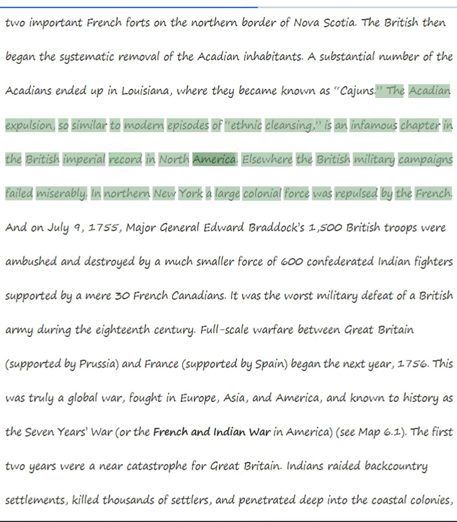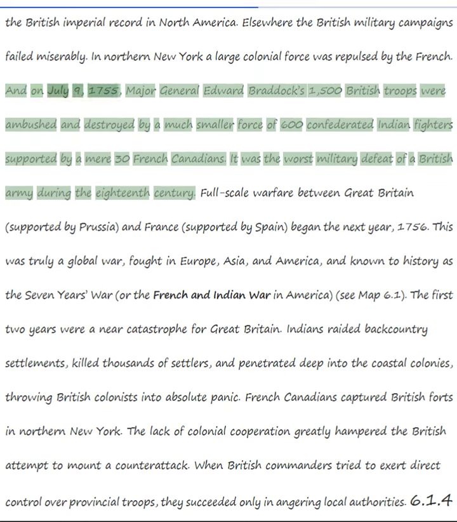Elsewhere, the British military campaigns failed miserably. In northern New York, a large colonial force was repulsed by the French. And on July 9, 1755, Major General Edward Braddock's 1,500 British troops were ambushed and destroyed by a much smaller force of 600 Confederated Indian fighters supported by a mere 30 French Canadians. It was the worst military defeat of a British army during the 18th century.